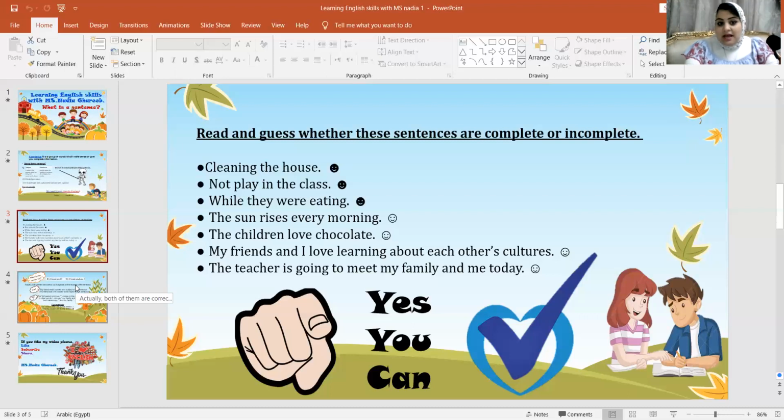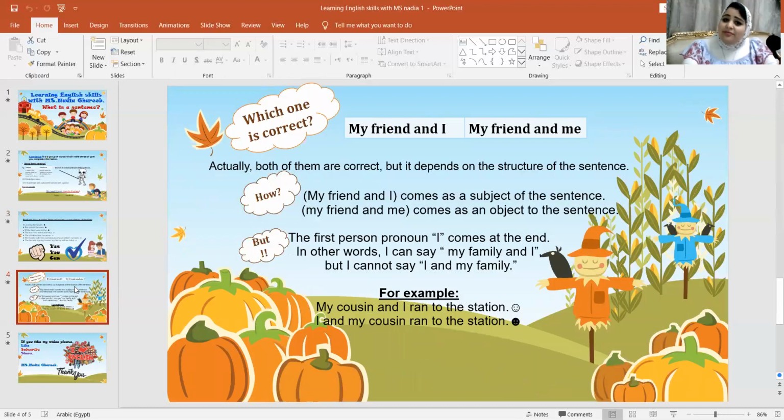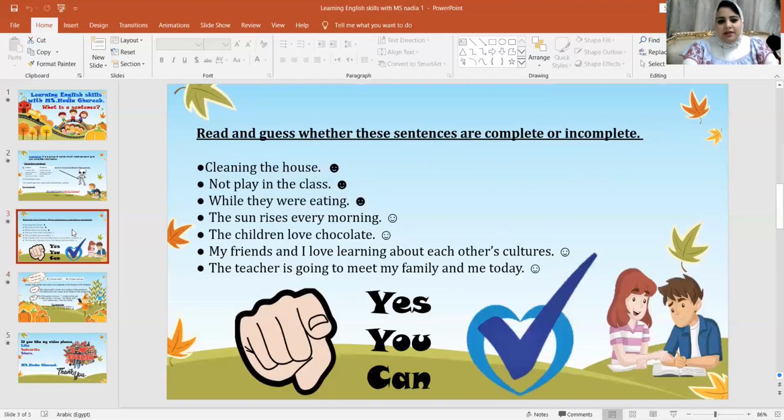Here, in the last two sentences, I have my friends and I, and in the other one, I have my family and me. Are both of them correct or wrong? Let's see together. Which one is correct? My friend and I, or my friend and me? Actually, both of them are correct, but it depends on the structure of the sentence. How? I don't understand. I will tell you. If I say my friend and I, it should be the subject of the sentence. It should be at the beginning of the sentence, the subject, what I'm going to give the information about. When I say my friend and me, it should be the object of the sentence, the rest of the sentence. I don't understand. Let's see the other two examples.